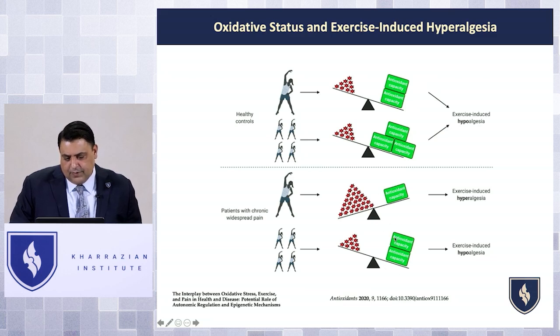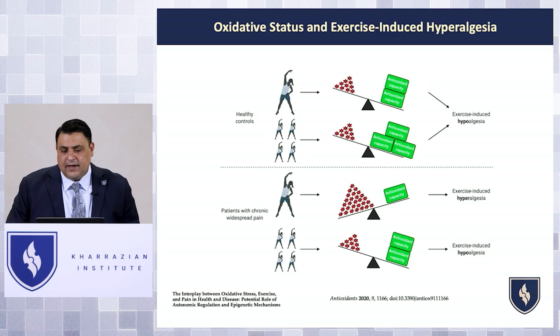So if someone tells you their pain is dramatically worse when they exercise, one of the things to always look at is they may have very low antioxidant status, and you may want to really focus on getting their antioxidant levels up.